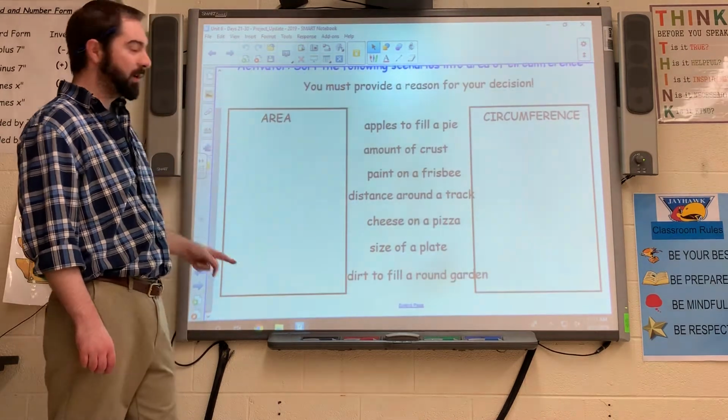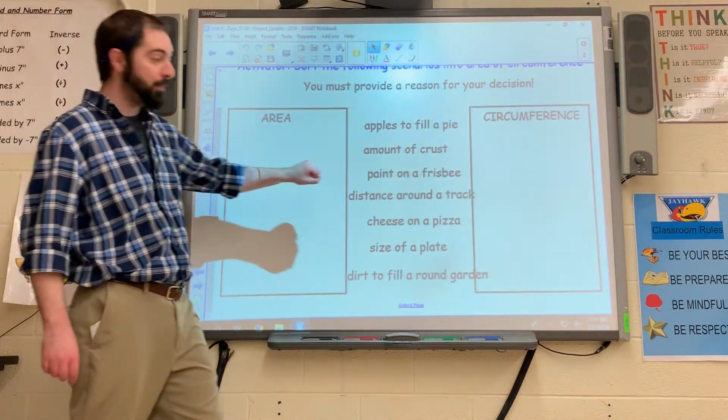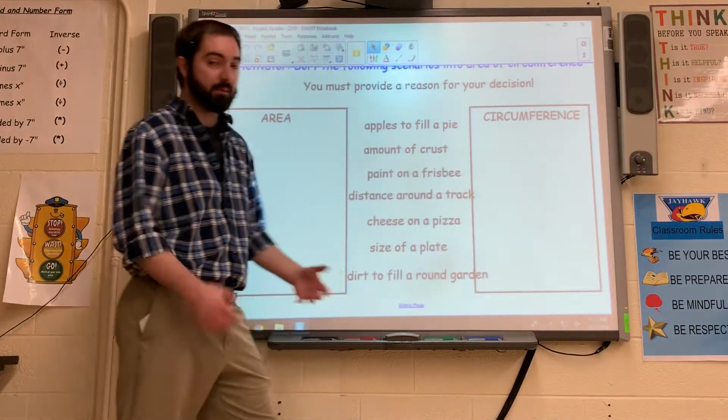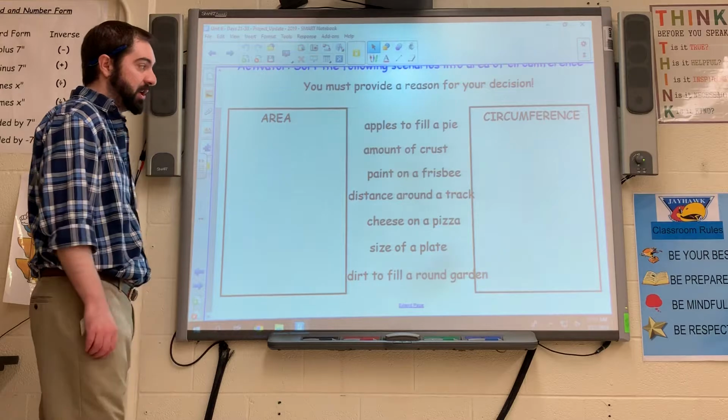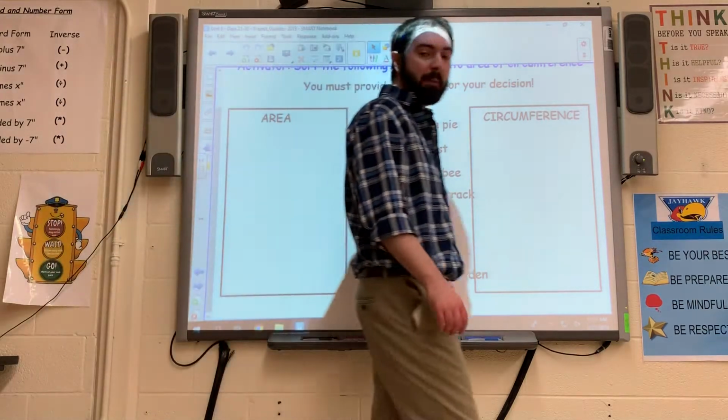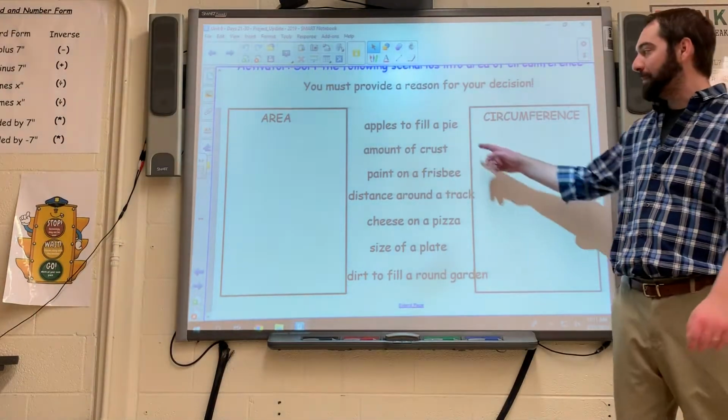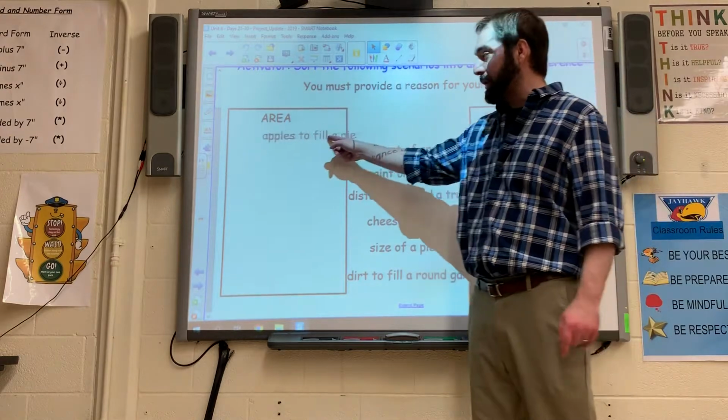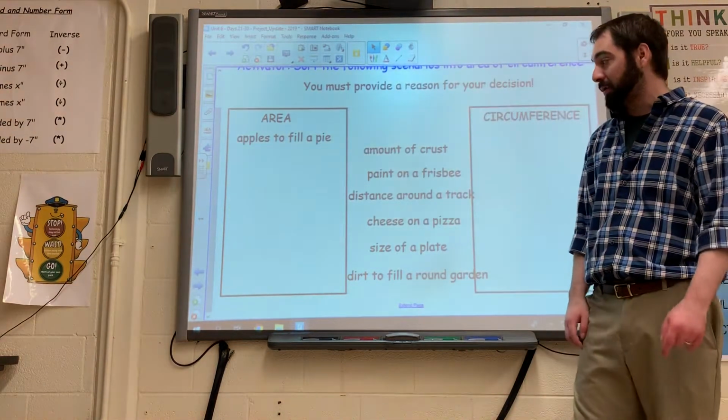Right here. Okay, we're going to sort these words into either area problems or circumference problems. And we got to think about the parts of a circle that it's talking about. Well, I know the first one, apples to fill a pie. Well, I put apples inside my pie, so that must be talking about the inside area of a circle.